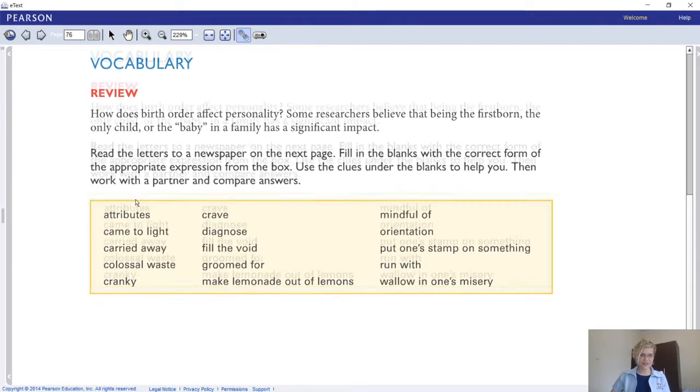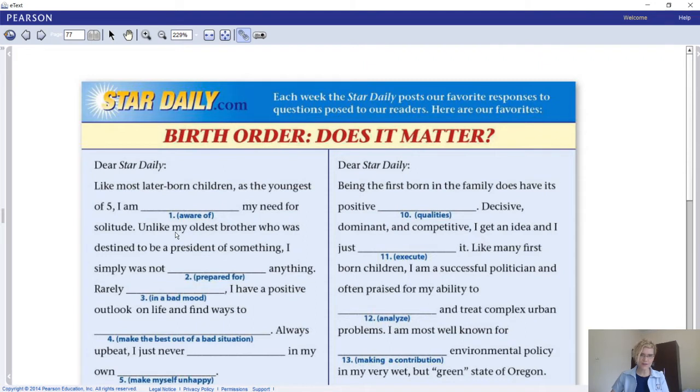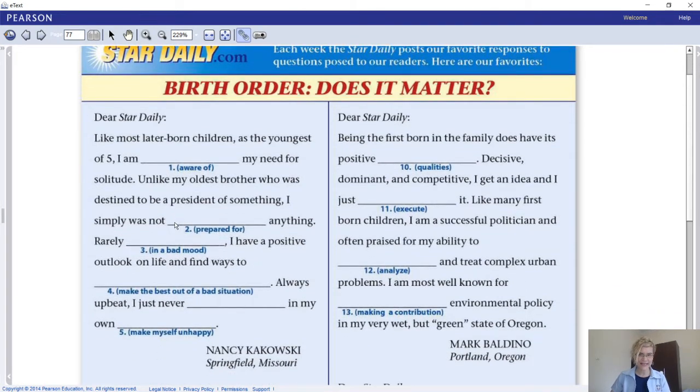We've got: came to light, carried away, colossal waste, cranky, crave, diagnose, fill the void, groomed for, make lemonade out of lemons, mindful of, orientation, put one stamp on something, run with, and wallow in one's misery. Those are the words and phrases that we've been talking about throughout this unit. Now, you're going to pause your video and put the correct word or phrase in the correct place. I would like to start the first one together, yeah?